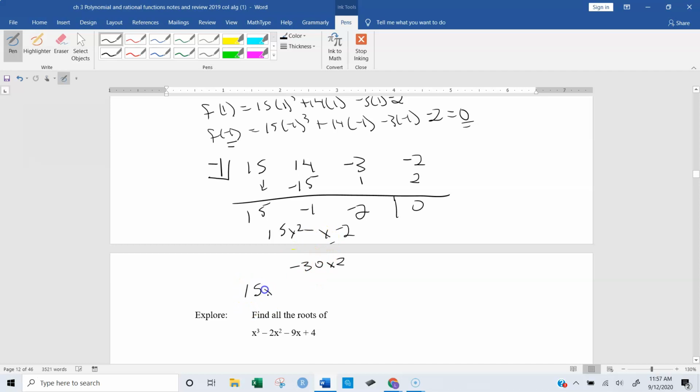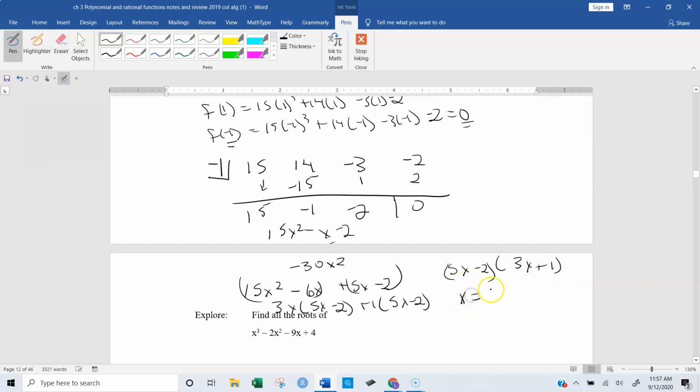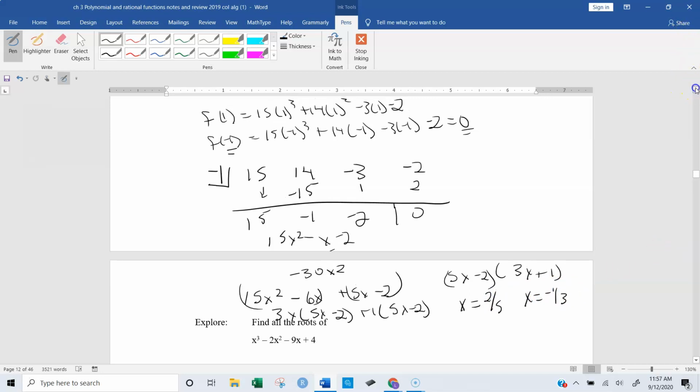So let's use 15x squared minus 6x plus 5x minus 2 to group. Let's take out a 3x. It's going to give us 5x minus 2. Nothing to take out back here over your 1. So you're going to get 5x minus 2 and 3x plus 1. So your other two roots are x equals, add the 2, divide by 5, and x equals negative 1/3. So our roots that work are negative 1/3 and 2/5.